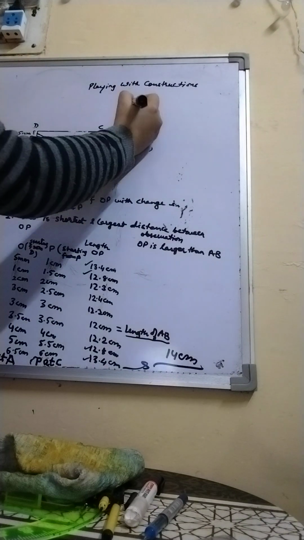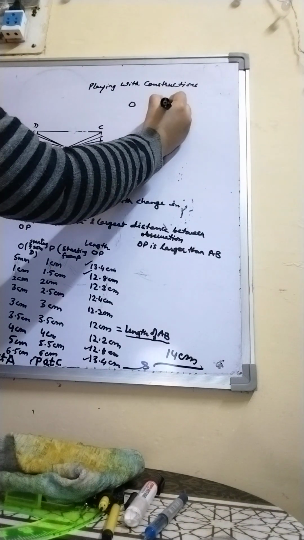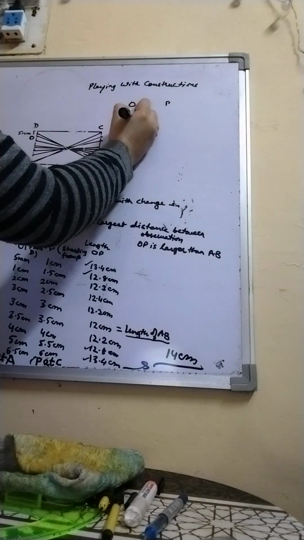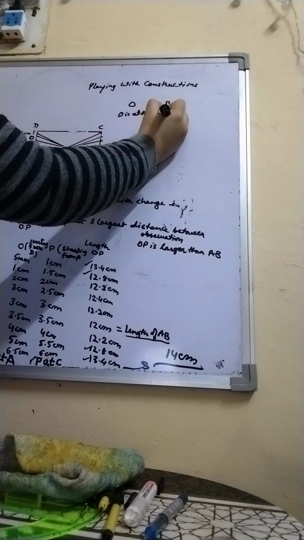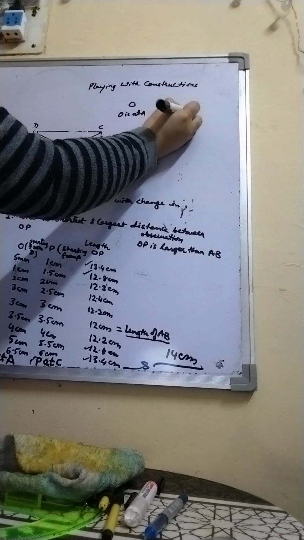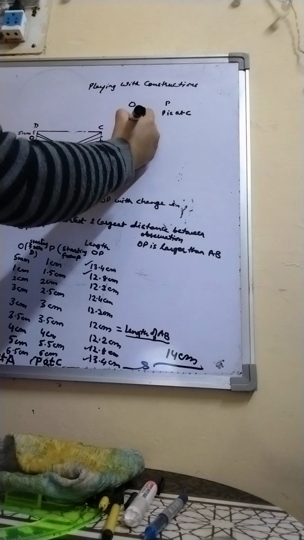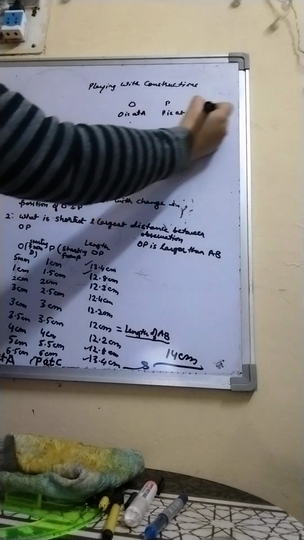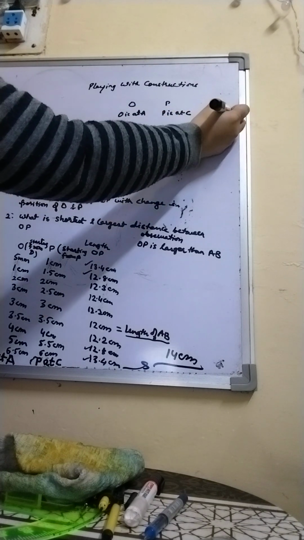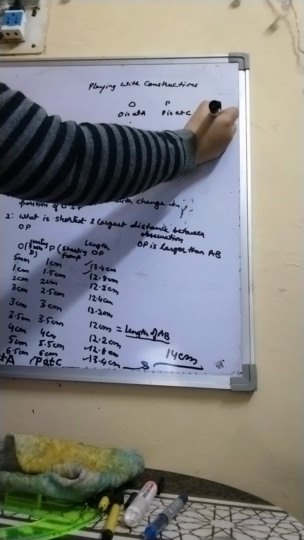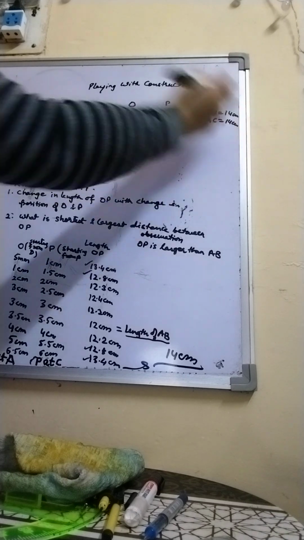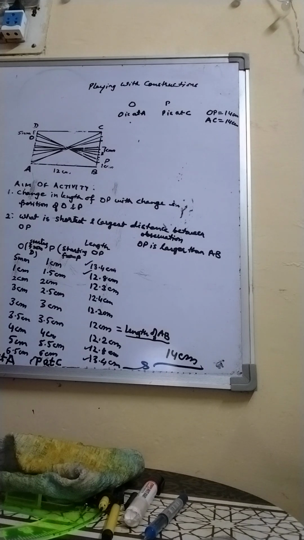So let me write here the position of O, P. O is at A and P is at C. So I get the reading as your OP length comes out to be 14 centimeter, which is equal to AC, which is 14 centimeter. Okay, so largest distance between, what was our aim of the activity? That change in length of OP with change in position of OP.